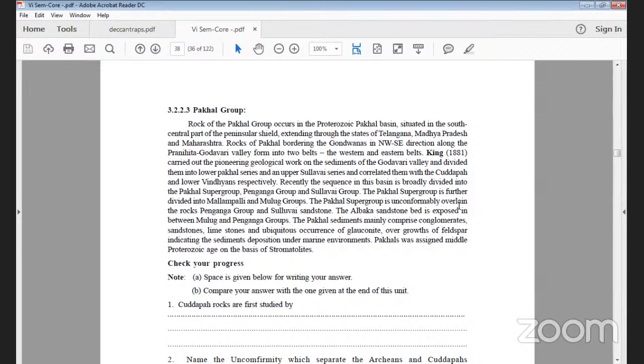There are two formations again that you can see here in the Pakhal supergroup. One is the Penganga, and the second one is the Sullavai sandstone. The Albaka sandstone bed is exposed between the Mulugu and Penganga groups, between the two. The Pakhal sediments mainly comprise conglomerate, sandstone, and limestone, which occur ubiquitously.